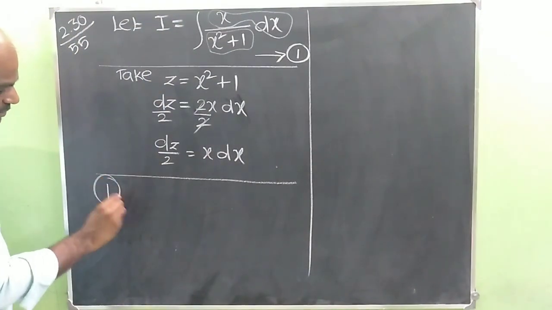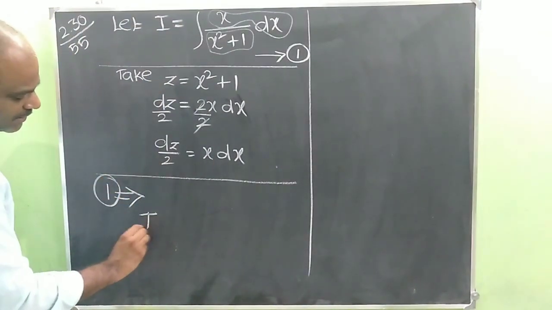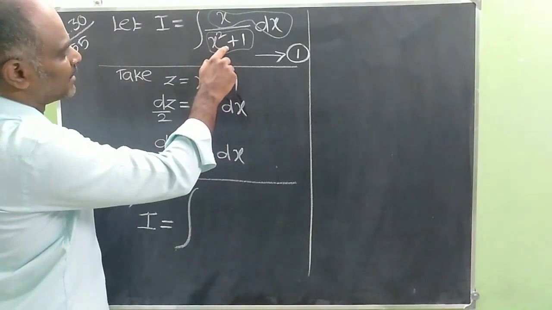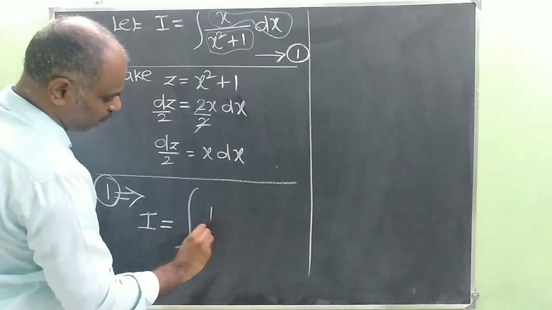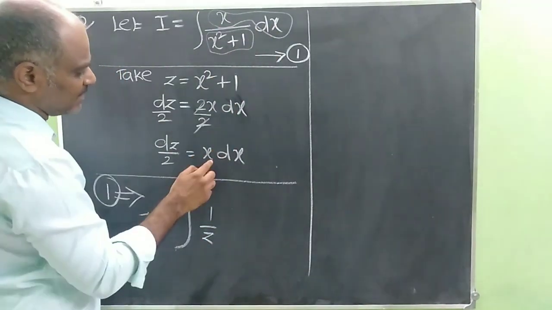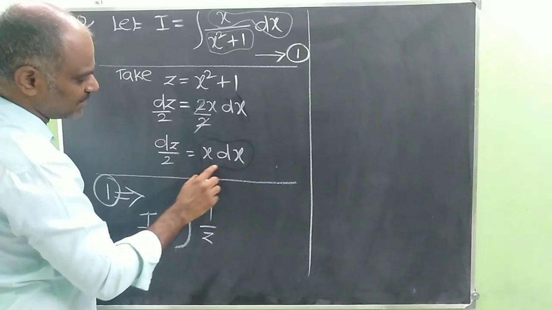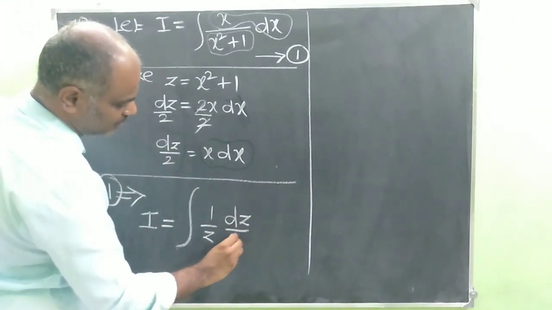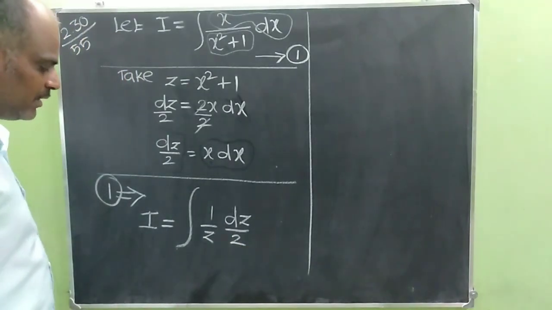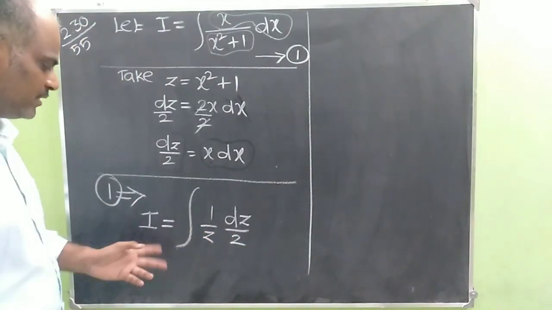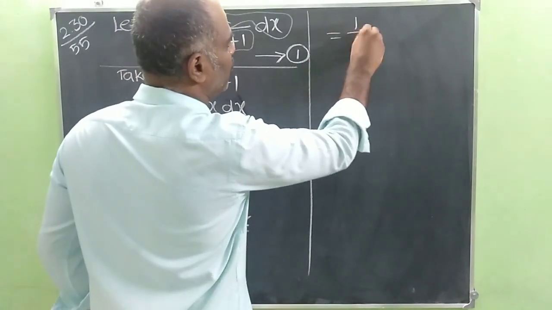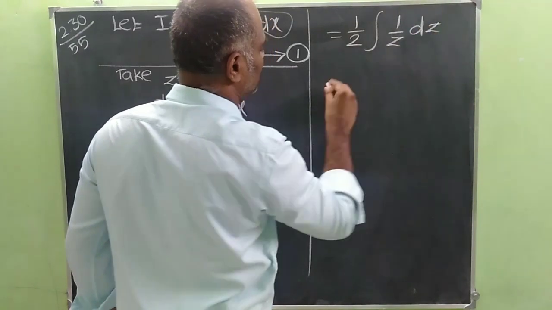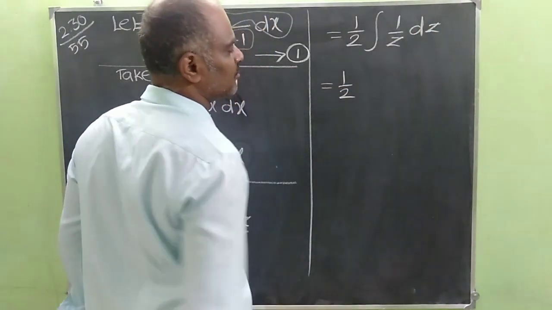Then 1 implies the integration I becomes, see, x squared plus 1 is z, so 1 by z, and x into dx equal to dz by 2. Right, here dz by 2. Next step, take constant outside, that is equal to 1 by 2 integration of 1 by z dz, that is equal to 1 by 2.